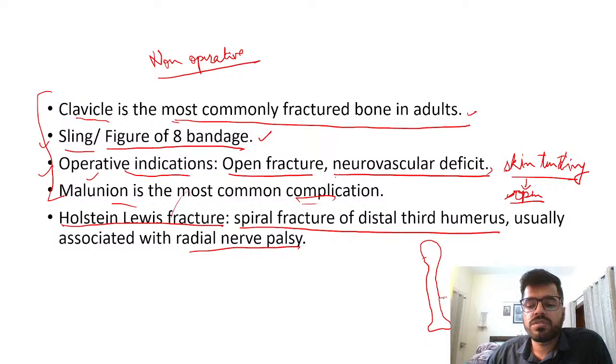Suppose this is the humerus, so the fracture is spiral. So this sharp end impinges on the radial nerve and leads to radial nerve palsy. It is near to the radial groove, so it can lead to radial nerve palsy. This kind of a fracture, spiral fracture of a distal third with radial nerve palsy, is Holstein-Lewis fracture.